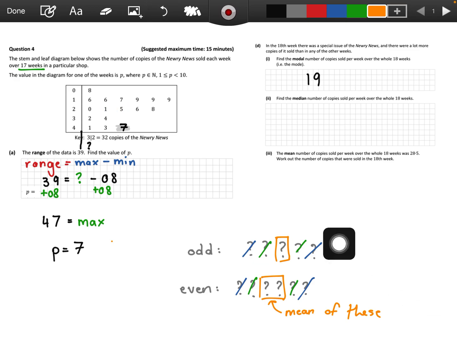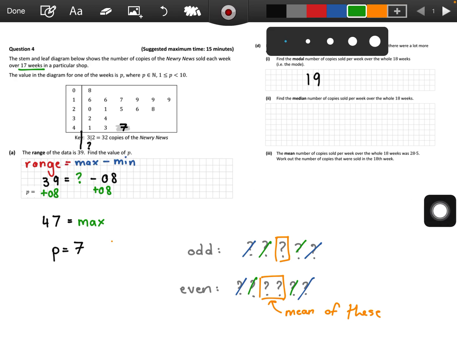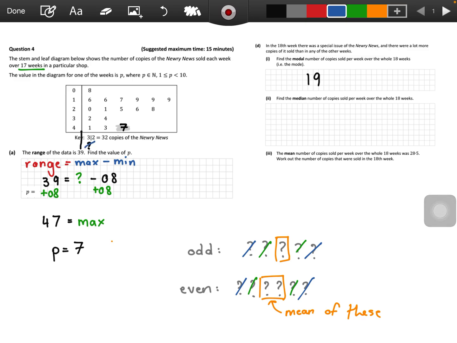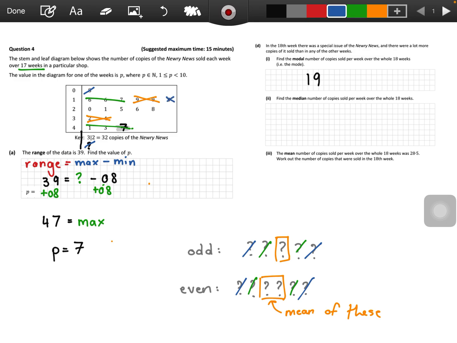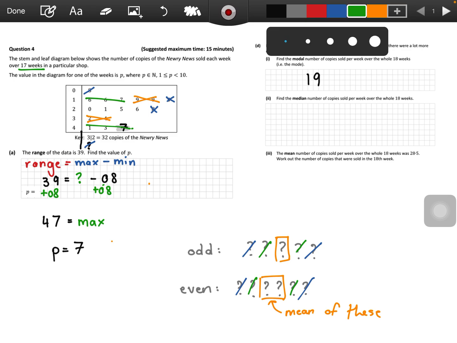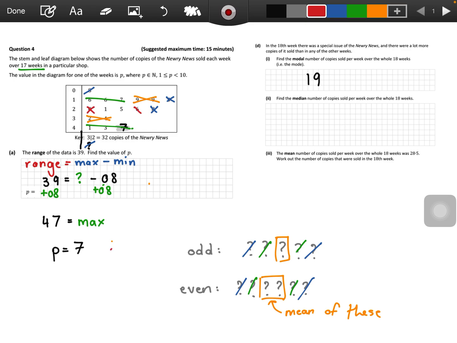Or you can just put a question mark down here and then do the same thing we were doing earlier on, where you cross off the first and last, cross off the next three and next three, cross off another two at the start and two at the end, cross off another one at the start and one at the end, and then cross off another one at the start and one at the end. So we're left with 21 and 25 there.